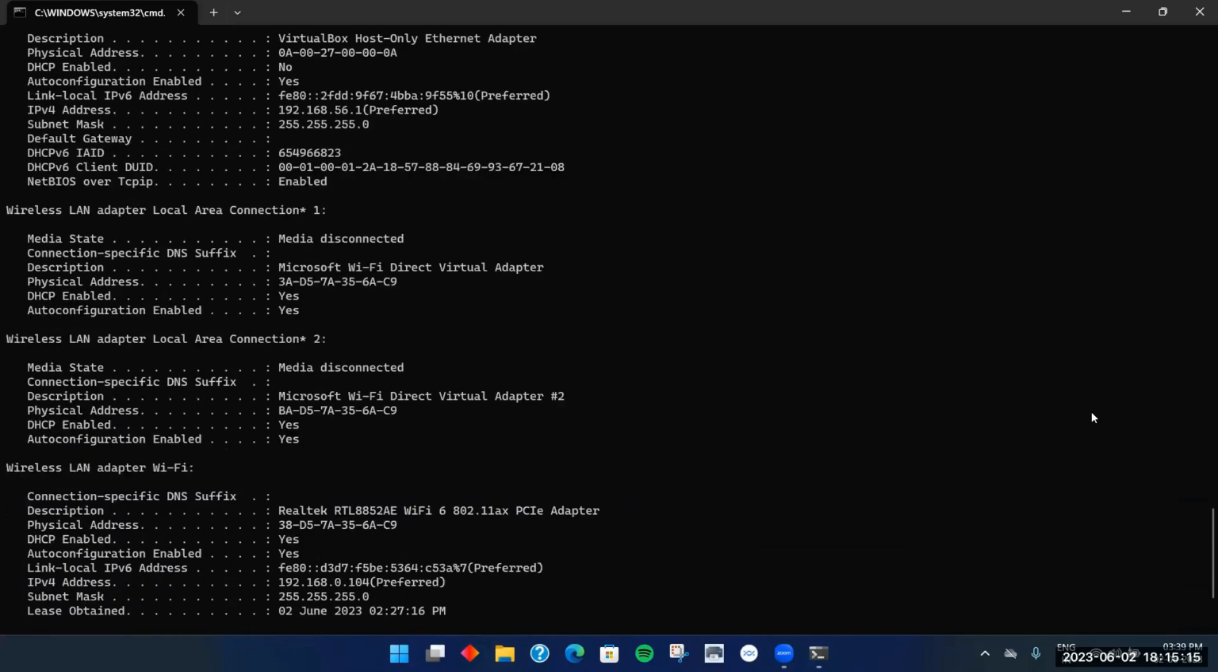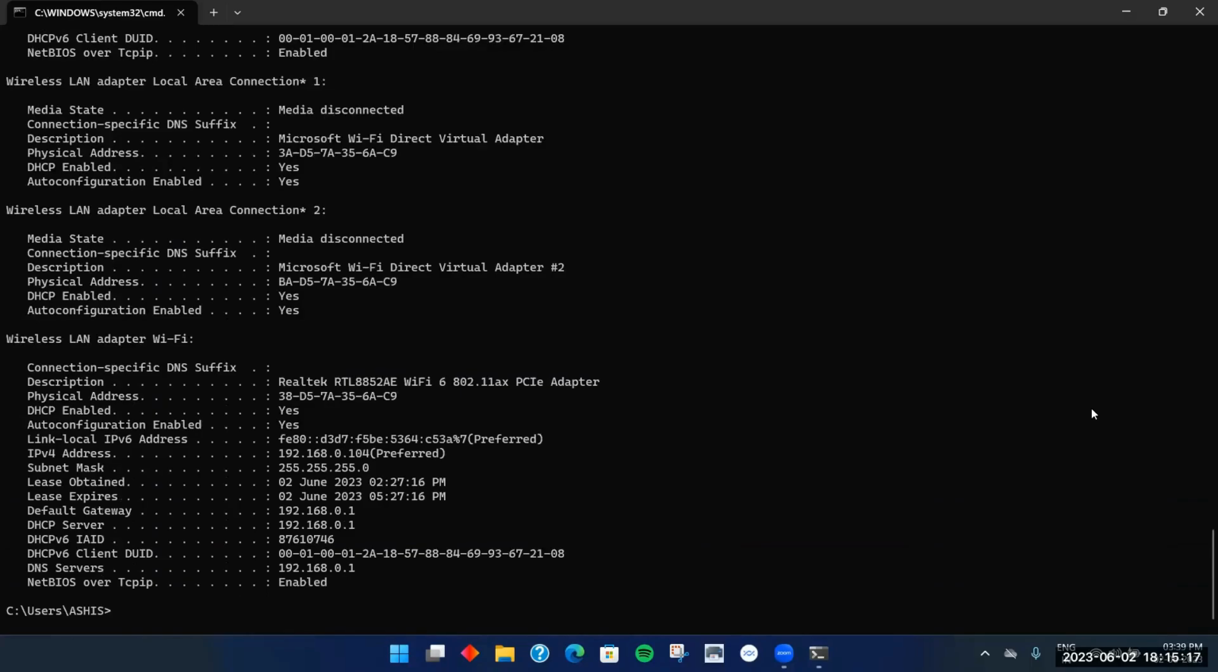Clear to everyone? Wi-Fi. Here you can see wireless LAN adapter Wi-Fi, the IP address of this one, default gateway, DHCP server. So these are basically short-term information which are stored in your device. If you switch off your device, these things get completely deleted.